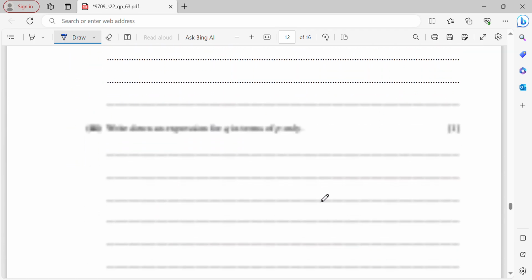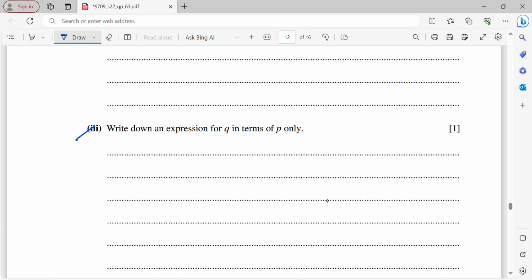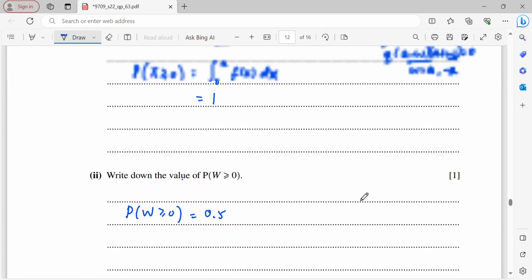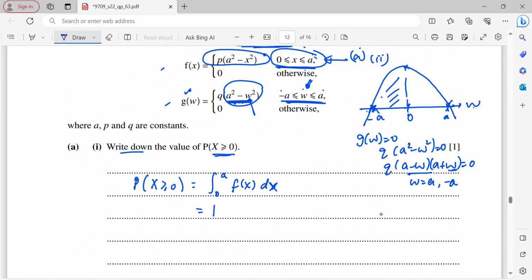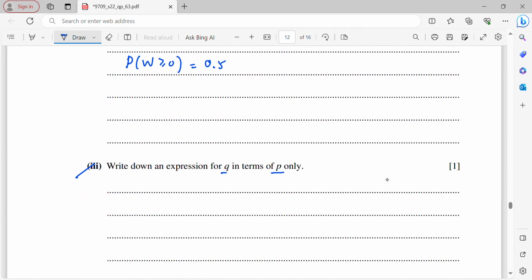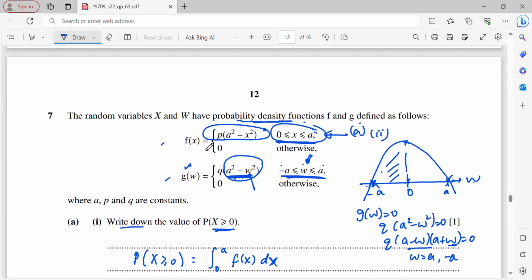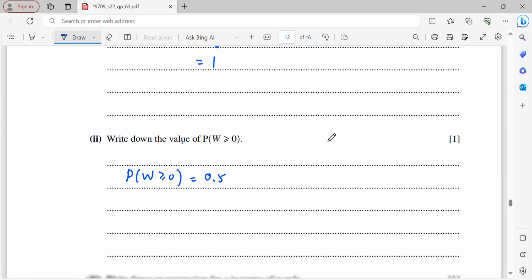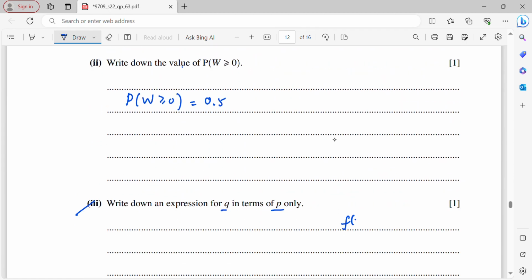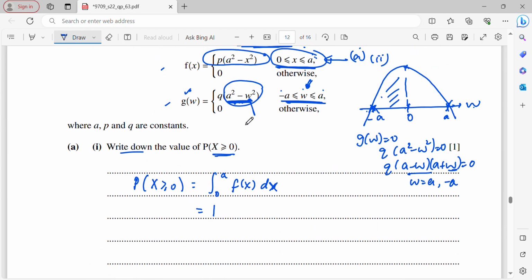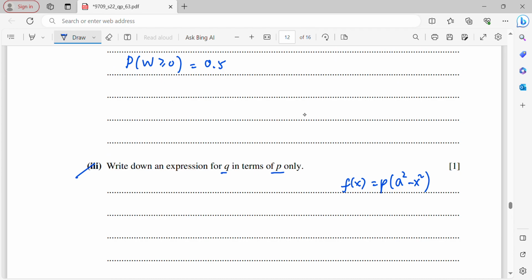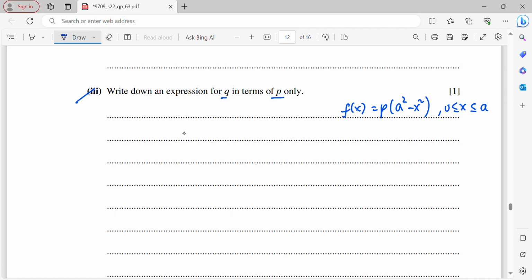Now part 3: write down an expression for Q in terms of P only. So what to do here is I need to get the expression for P and Q. So now I need to sketch a graph. For P, fx is P bracket a squared minus x squared, with x from 0 to a.